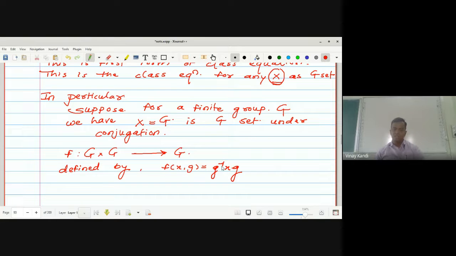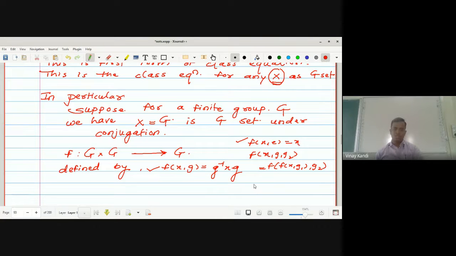जर हा मॅपिंग मी असा डिफाइन केला तर त्या दोन कंडिशन सॅटिस्फाय होतात. कोणत्या? G सेटच्या. कोणत्या दोन कंडिशन? f of (x, e) is equal to x and f of (x, g1 g2) is equal to f of (f of (x, g1), g2). If you define f like this, then this map satisfies these two conditions.